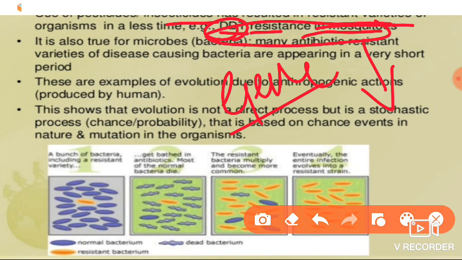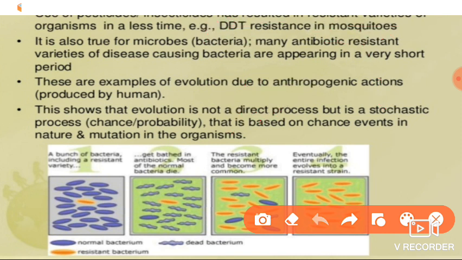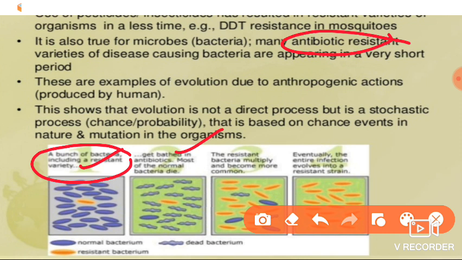Another example you can take here is microbes or bacteria. Here we are using antibiotic resistant varieties. For example, you can take a culture media, in which there is a bunch of bacteria including the resistant variety. We are using antibiotic resistant bacteria in a culture, and these bacteria get bathed in the antibiotics.